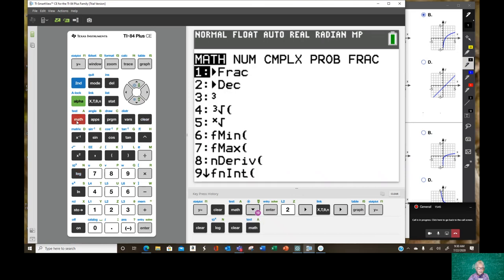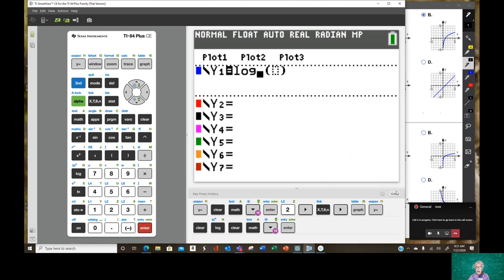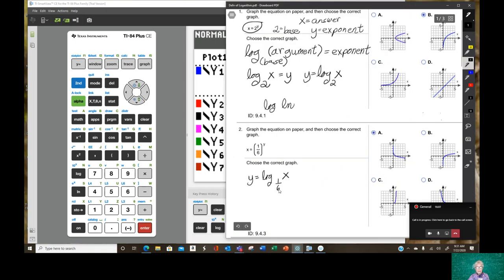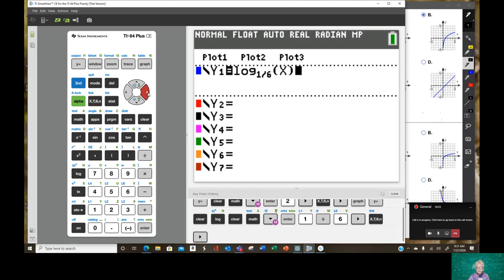We're going to go to math, and we're going to use the down arrow key to move down, down, down, down, down to log base and hit enter. Now in the base, I'm going to put 1/6, and in the argument, I'm going to put an x. So 1 divided by 6, then I hit the right arrow key, and then I put x, and then I go to the outside with the right arrow key. Okay, now I'm going to graph this.